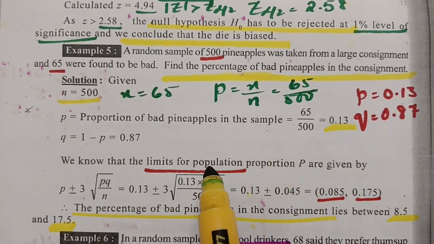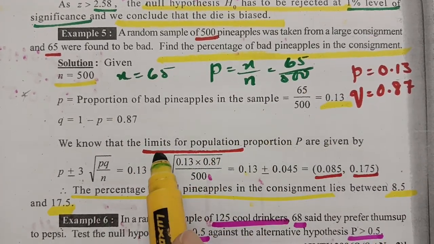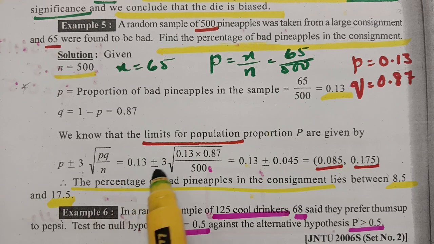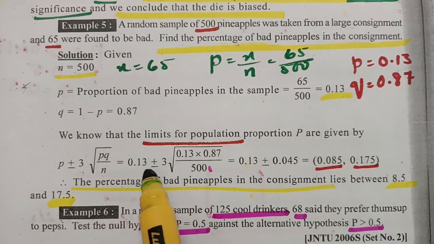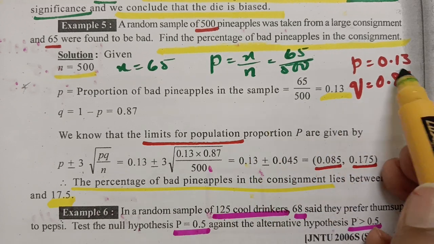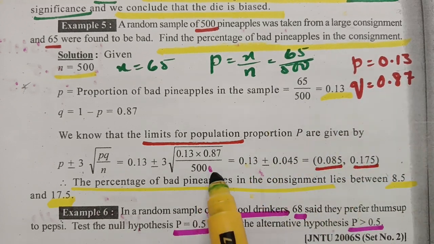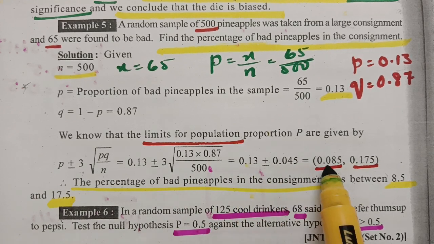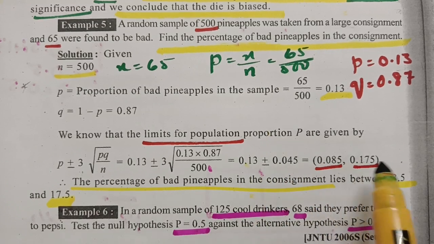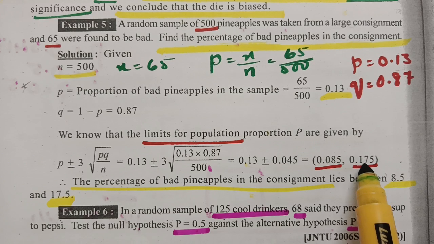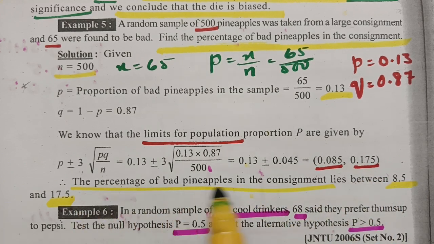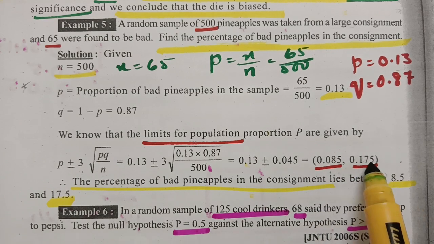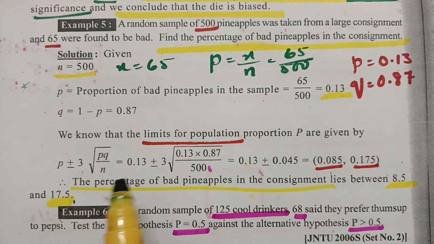So when P and Q are given, we need the percentage value. So we have to find the limits for this. The limit formula here is small p plus or minus 3 times root over PQ by N, and this P value is equal to 0.13 plus or minus 3 times root over PQ, 0.13 into 0.87 by 500. So this value is nothing but 0.045. So if you subtract, this will be the answer. If you make an addition, this will be the answer. So we need the percentage, so if you multiply by 100, we'll be getting a percentage. Therefore, the percentage of the bad pineapples in the consignment lies between 8.5 and 17.5 percent.